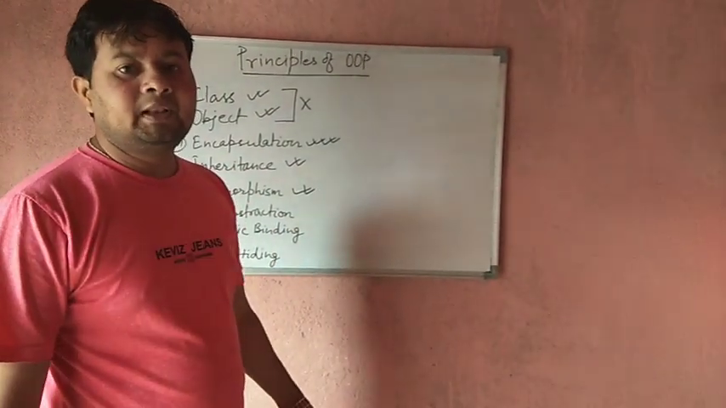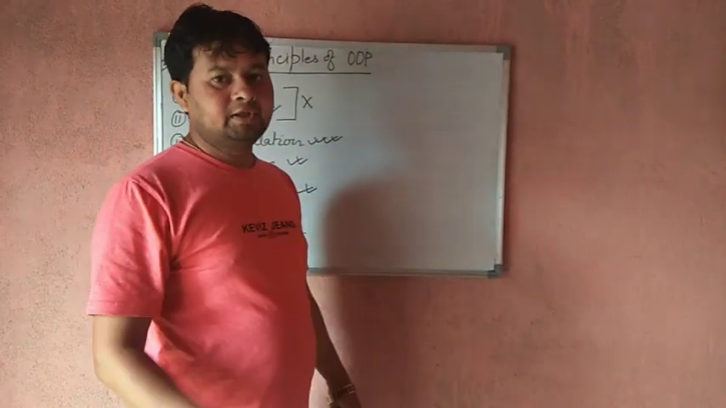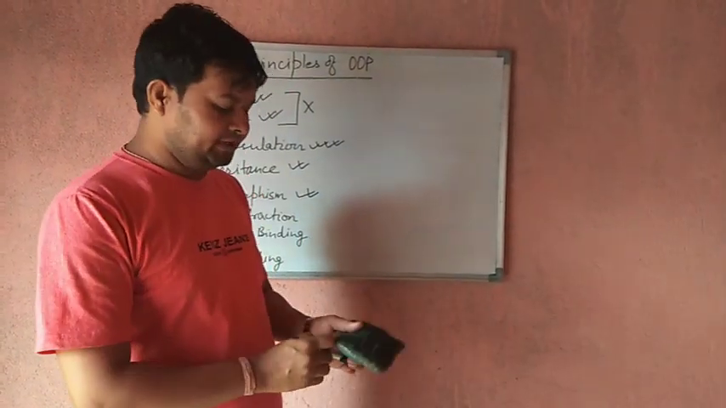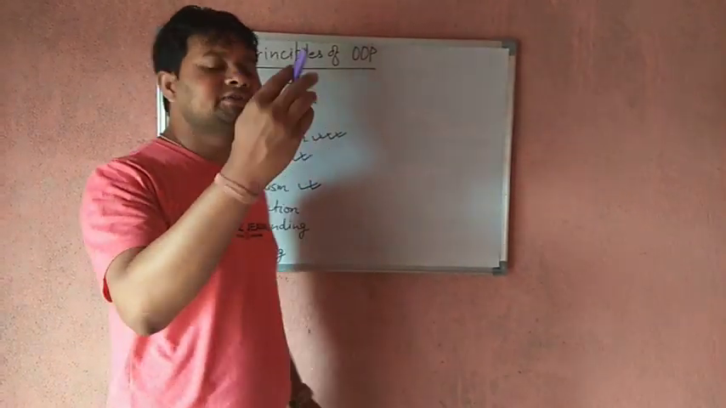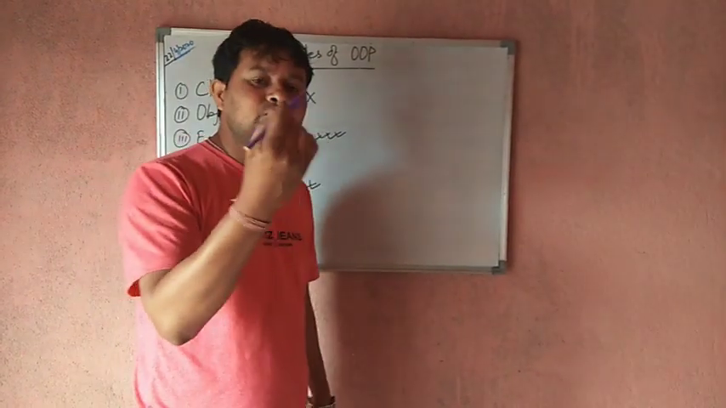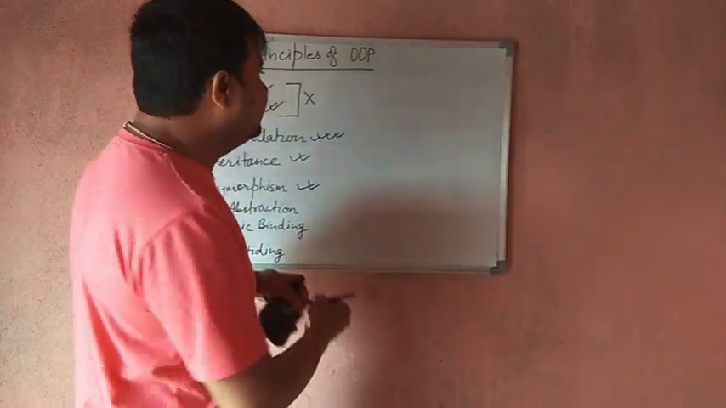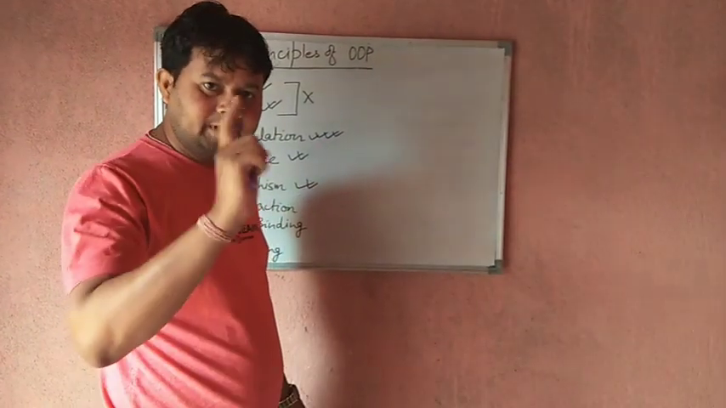Polymorphism is simple, a process in which one thing is used for different purposes. Let me give you one example. Suppose this is a pen. Now, what is the use of this pen? For writing. One use.